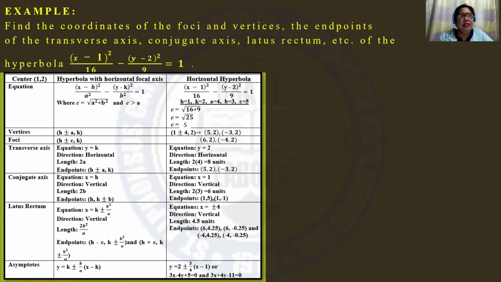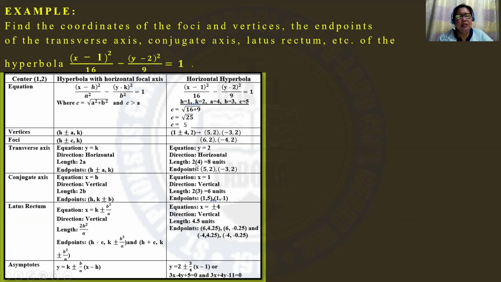So for the vertices, we have h plus or minus a, then k. So h is 1 plus or minus 4 for a, and then 2. Then simplify. So what we have, 5 and 2, and negative 3, 2. So you do the same. So for the foci, we have 6, 2, negative 4, 2. For the equation, y is equal to 2. Horizontal for the direction.